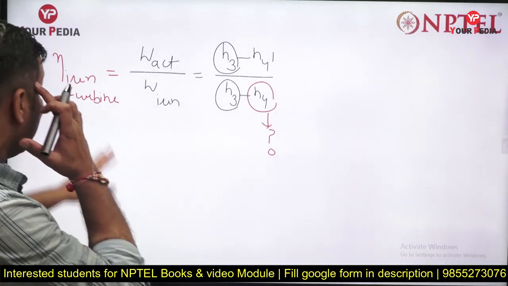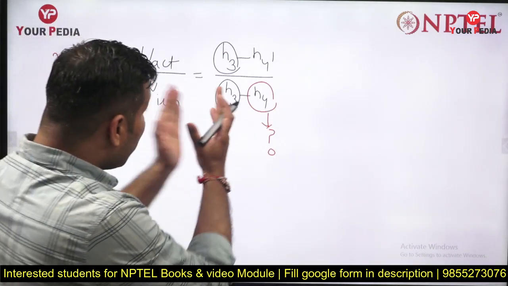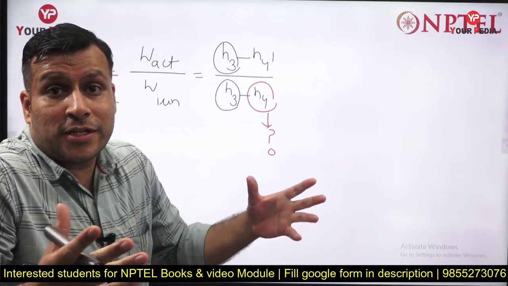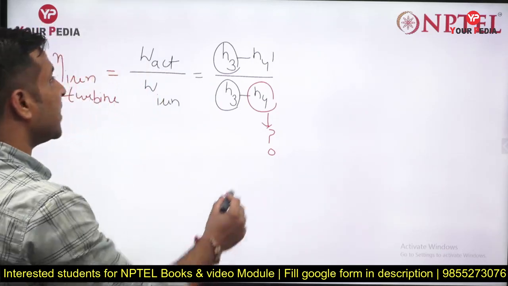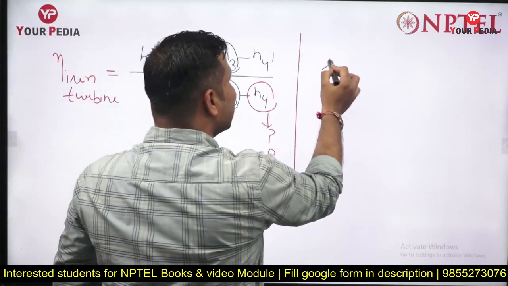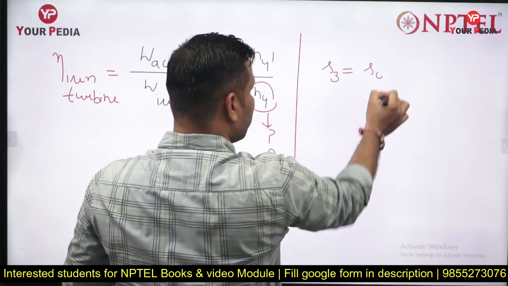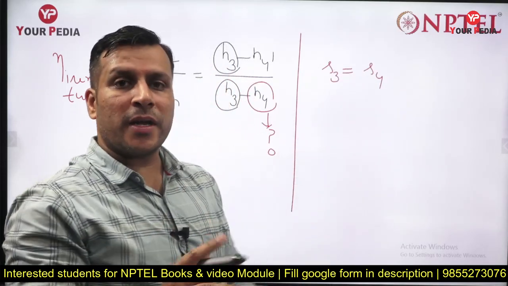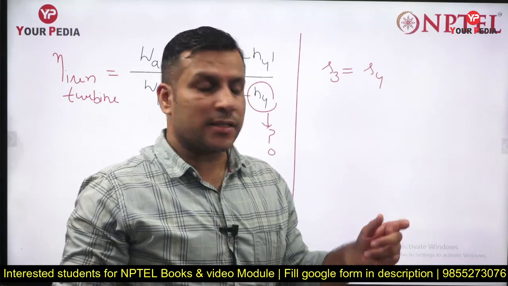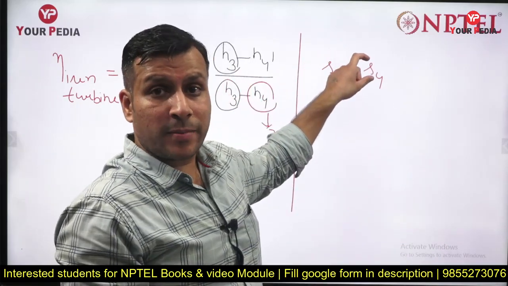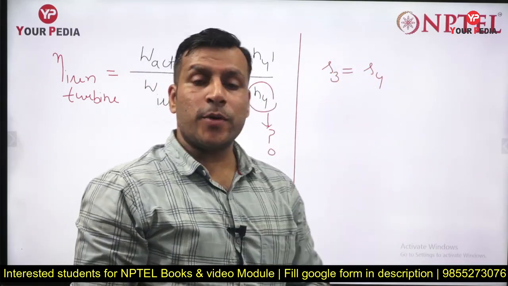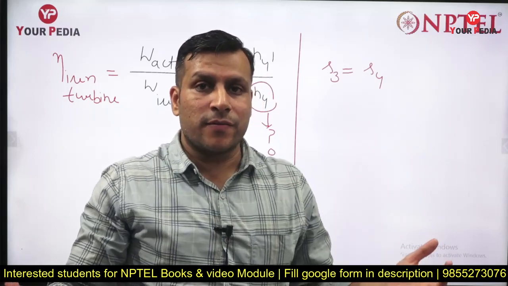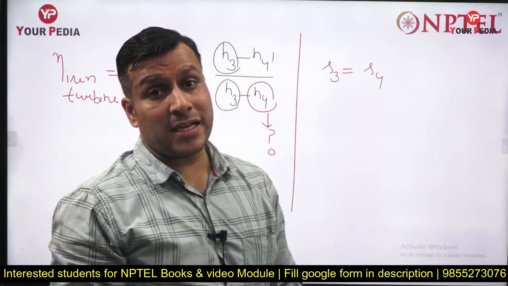H4 dash you will get from this equation, but from where will you get H4? H4 is also in the wet region. So what you need to do here is equate S3 with S4, because when isentropic expansion is taking place, the entropy at the entry of the turbine S3 will be equal to the entropy of the wet steam at the exit of the turbine. So S3 equal to S4.